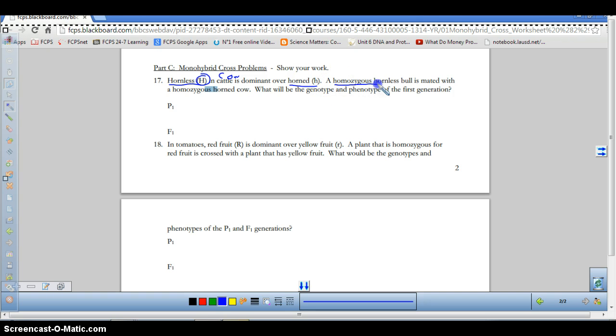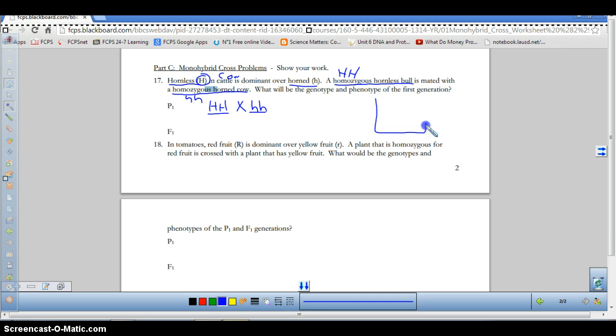So a homozygous hornless bull. Homozygous, same, hornless. Hornless is dominant, so if it's homozygous hornless, it's mated with a homozygous horned cow. The cows are female. Homozygous horned, right? Okay, so you have big H crossing with little h, little h. You have homozygous dominant crossing with homozygous recessive.